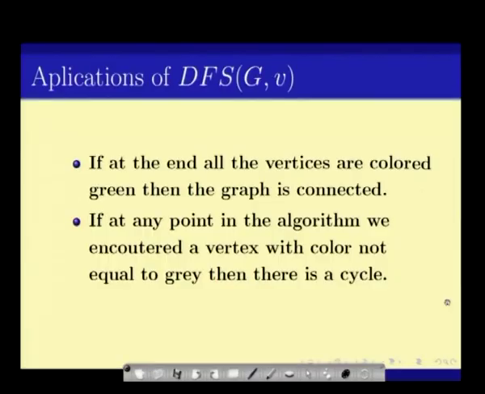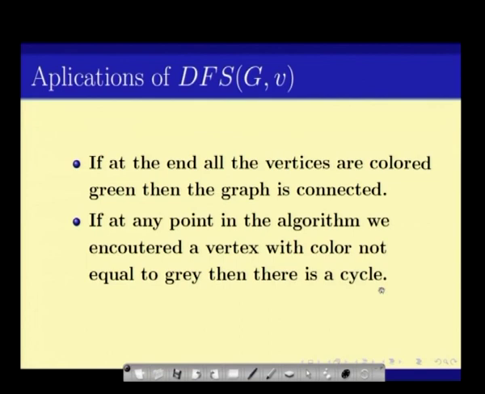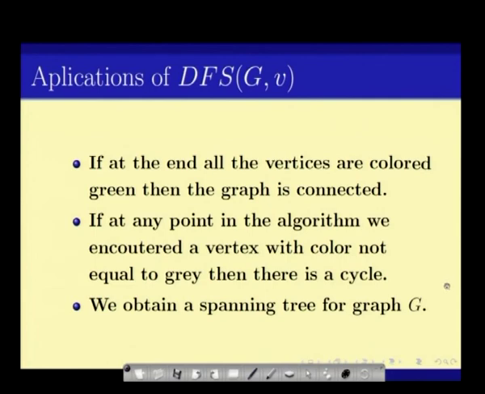So, if all the vertices are colored green, that implies that the graph is connected. This is a very easy way of checking the connectedness of a graph. Also, if at any point I encounter an edge to a vertex that is already seen, that gives me a cycle. I described it earlier also. As soon as we encounter such an edge, we can say that we have got a cycle. So this is also a simple way of checking if a cycle exists, and it also gives us a spanning tree for this graph G.